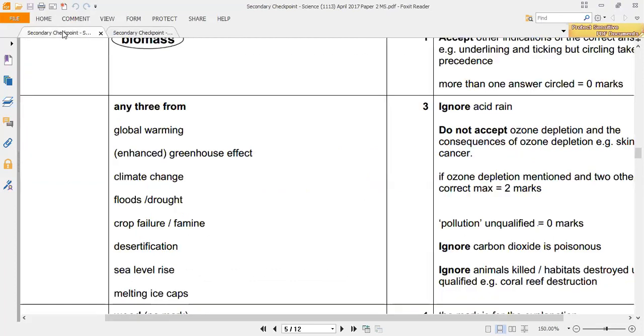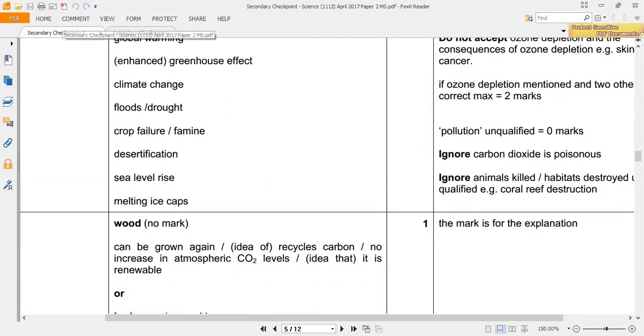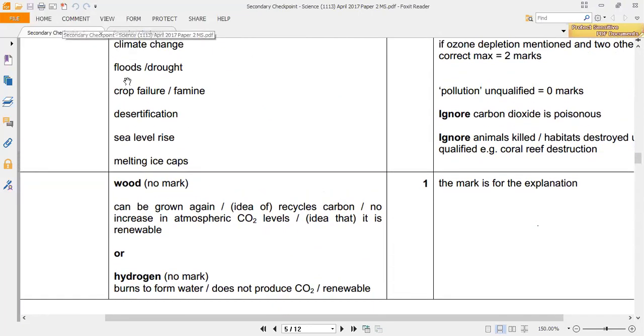Here he mentioned wood as a first response, and the explanation in this case can be that it can be grown again as a renewable resource, or recycling the carbon, or no increase in the atmospheric carbon dioxide levels. And also the hydrogen. Why? Because it burns to form water, doesn't produce any carbon dioxide, and also it's a renewable resource. So both hydrogen or wood will be okay for this question.